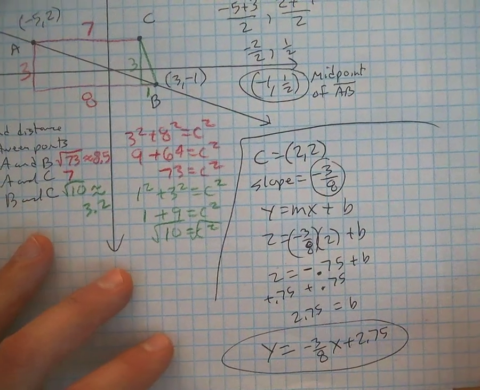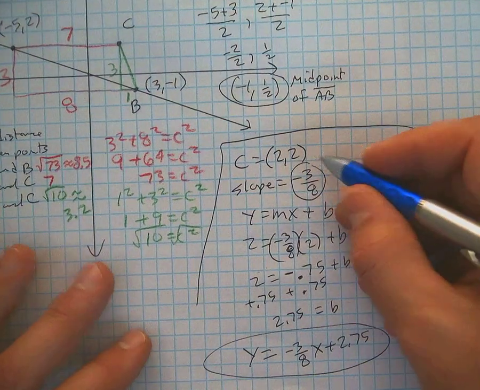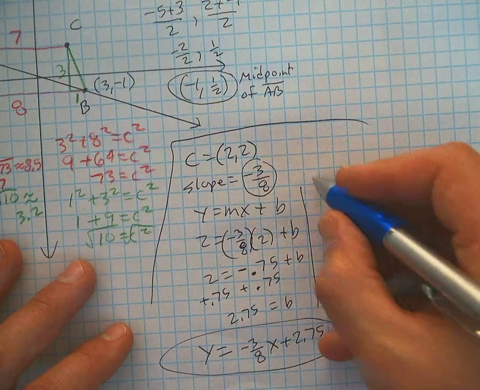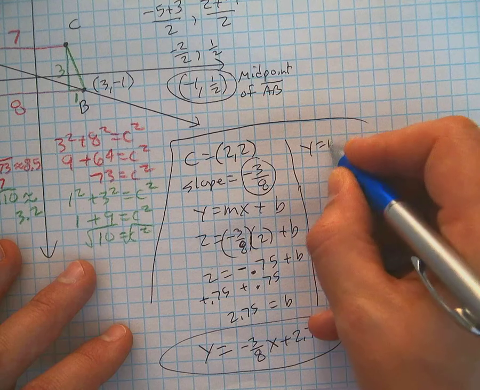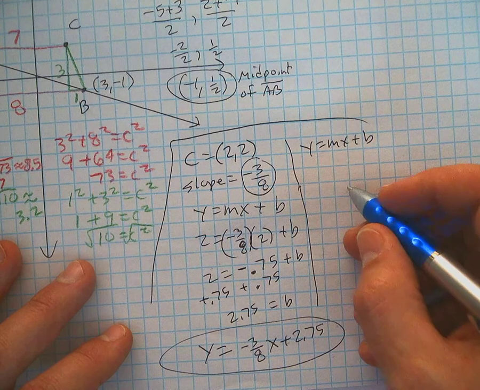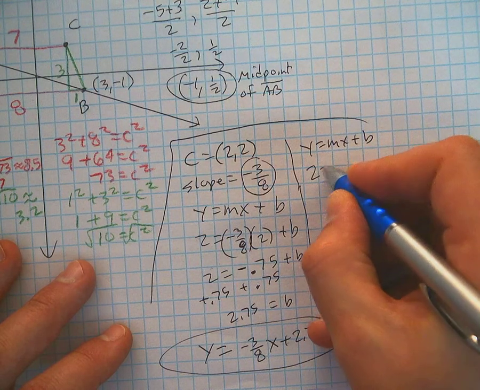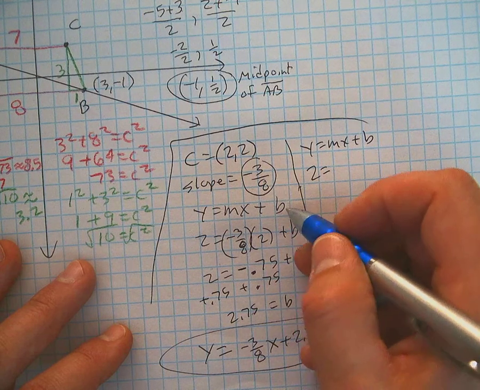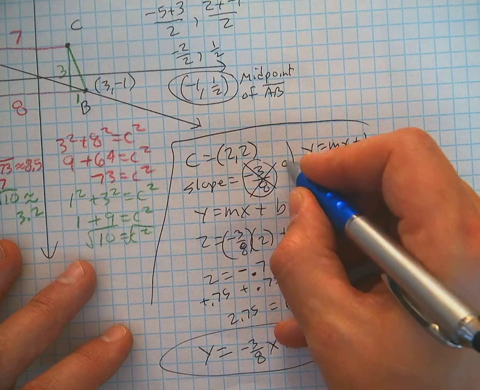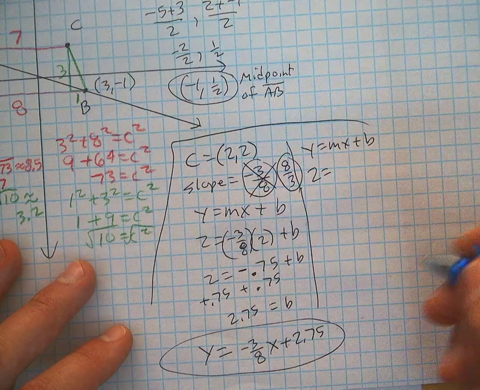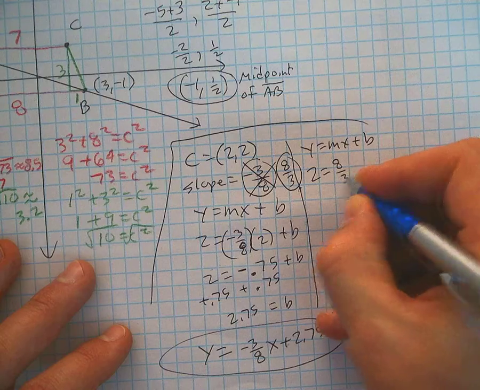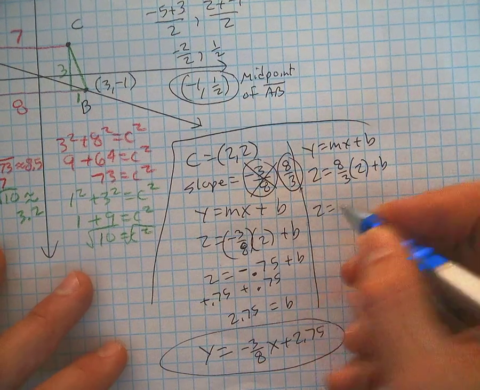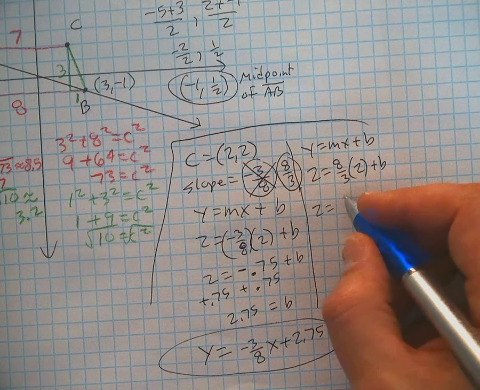All right? Now, if I want something perpendicular to this, I use the same information, but when I take y equals mx plus b, I keep the y the same. The slope, instead of using negative 3/8, I use the opposite reciprocal. So I use a positive 8 over 3. That's what I'm going to use from now on. So use 8 over 3 times 2 plus b.